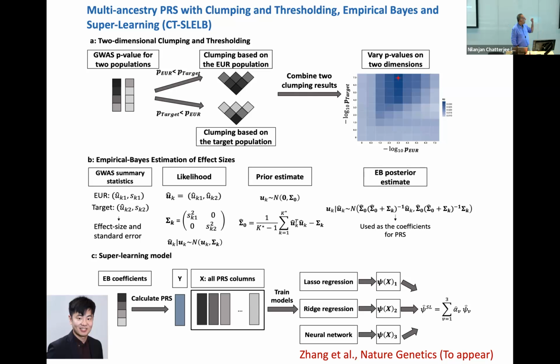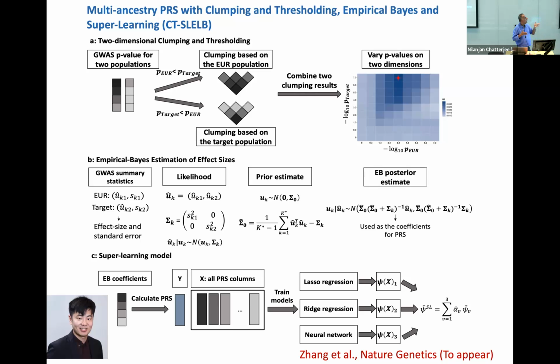So we said, for a SNP, we will check whether the p-value of the SNP is smaller in the European population or smaller in the target population, which in this case is the African population. If it is smaller in the European population, which is a stronger signal, then we'll use the European LD estimates to do the clumping step. If it is smaller in the African population, we're going to use the African LD estimates for the clumping step.